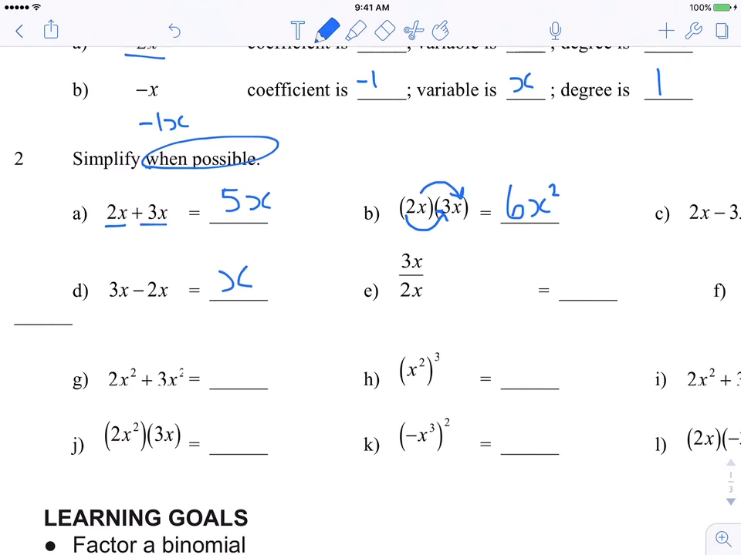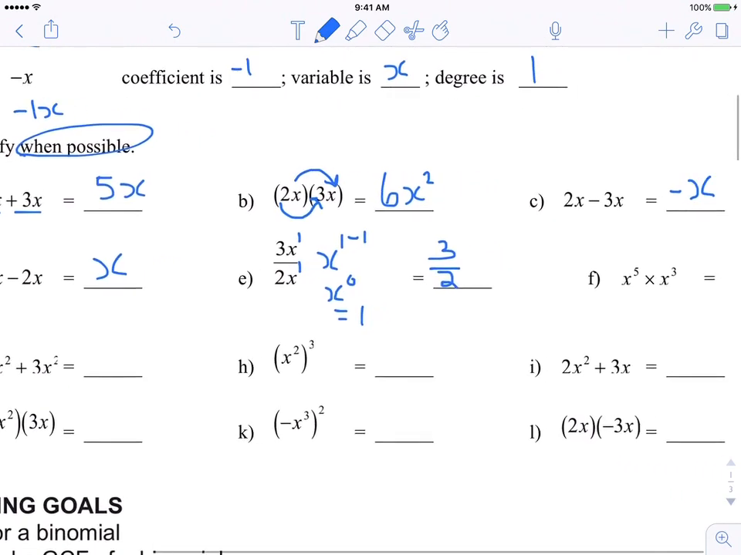3x divided by 2x. 3 divided by 2 is 3 over 2, or 1.5. And the x, remember with the quotient rule, there's an imaginary 1 on that x. When you're doing division, we learned last year with the quotient rule that we do x to the power of 1 minus 1. And earlier this year in grade 10, we did zero and negative exponents, and that would be x to the power of 0, which you know is equal to 1, because anything divided by itself is 1. And so we're just left with 3 over 2.